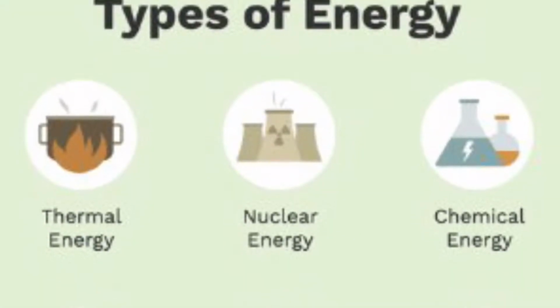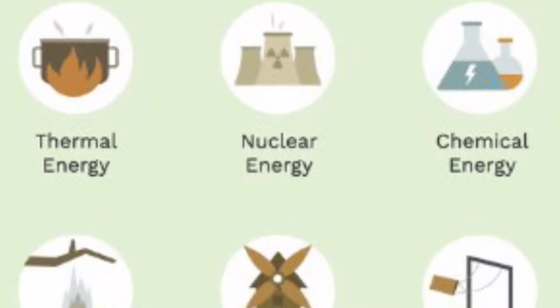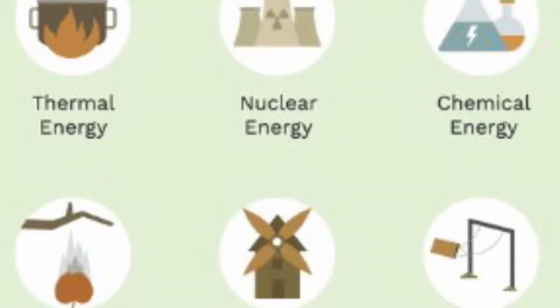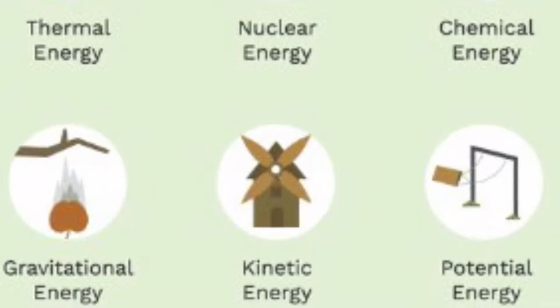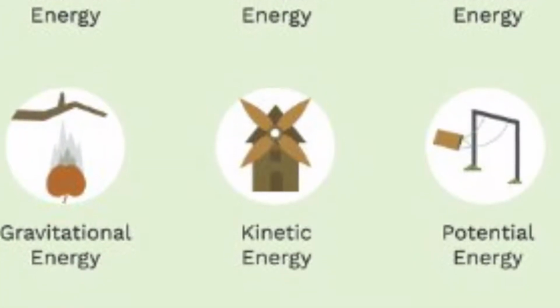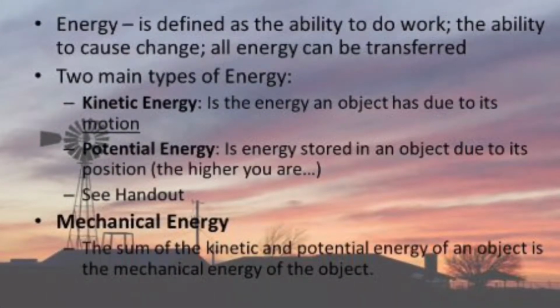There are many different types of energy, such as thermal energy, nuclear energy, and chemical energy. The most important types of energy are gravitational energy, kinetic energy, and potential energy, with each energy having a substantial difference. Energy can be defined as the ability to do work.